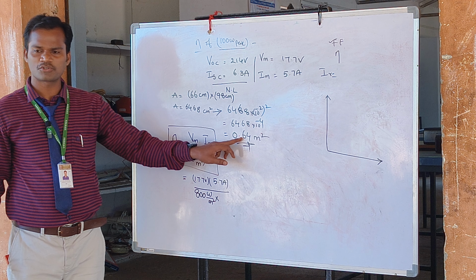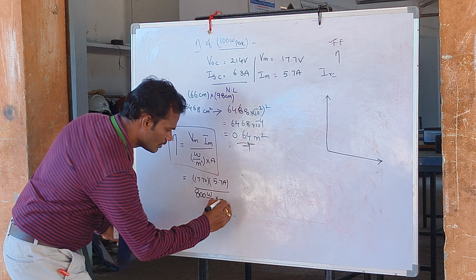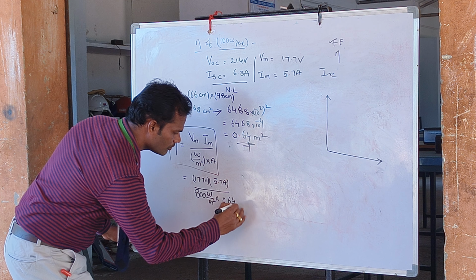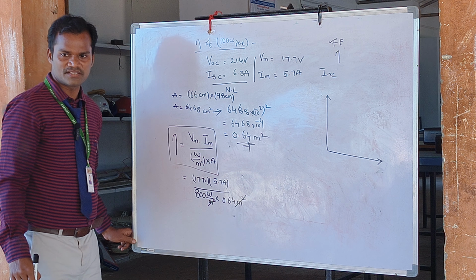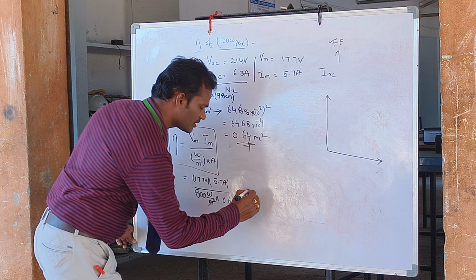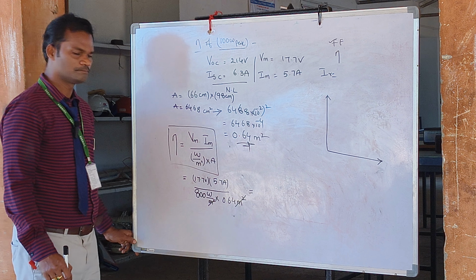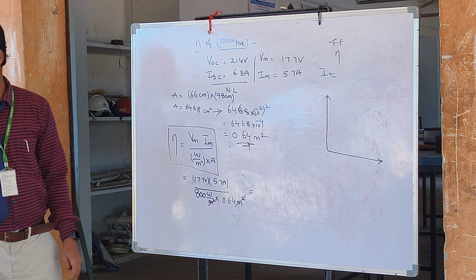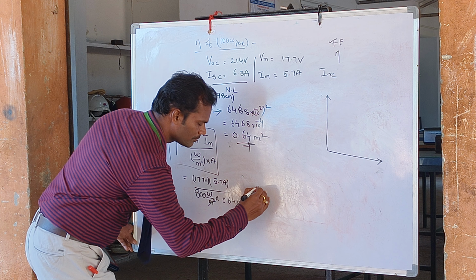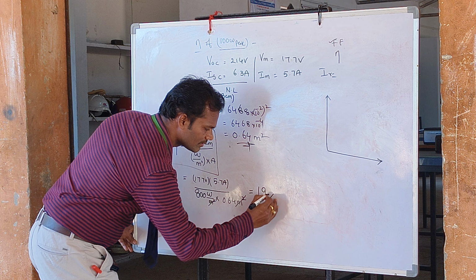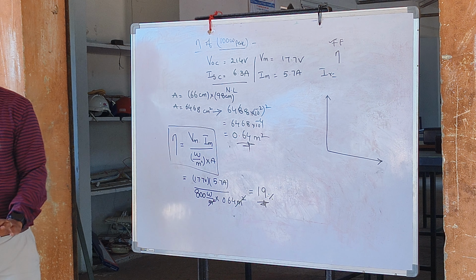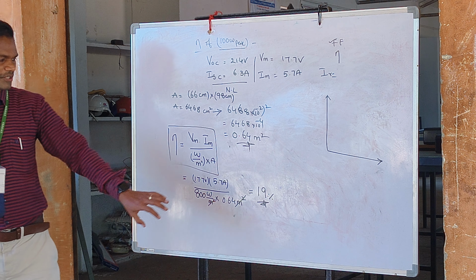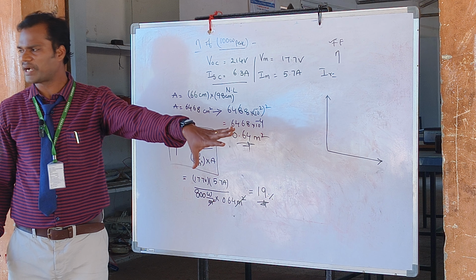So what is the area of our solar panel? 0.64 meter square. So meter square will get cancelled out. Try to perform the mathematical calculation. You got 19. Approximately how much did you get? 20%.